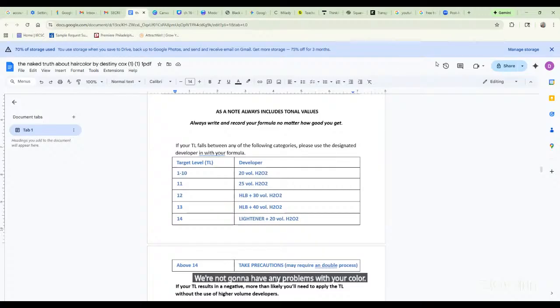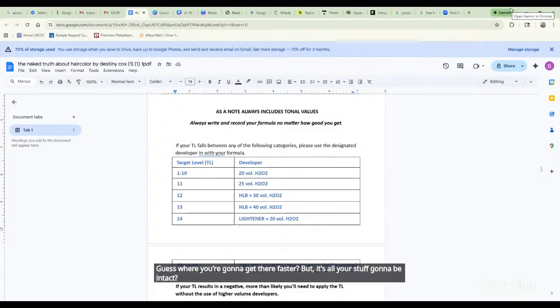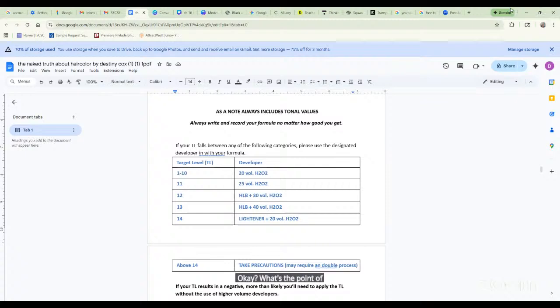But when you decide to get in a car and you're balling, you know how they do on the expressway? And you just zoom, zoom in your 30 and your 40 volume, guess what? You're going to get there faster, but will all your stuff be intact? Okay. What's the point of getting there if you're tearing their hair up in the middle of getting there? Okay. And so these are the decisions you have to make. Okay, we're going to get there.